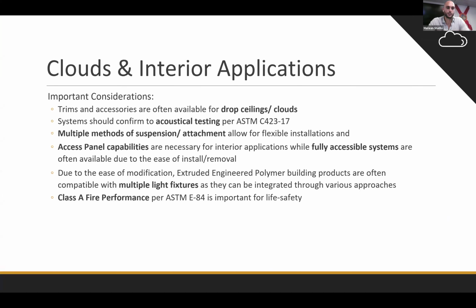A lot of engineered polymer systems, such as those with Rulon, are designed with the intent to be able to work well with the same types of suspension, hanger wire, struts, direct attach, things of that nature, that the rest of the industry is accustomed to. There are access panel capabilities. I'll touch here and do a demonstration on the fully accessible nature of our system specifically. And like I mentioned, you can accommodate many different light fixtures, again, Class A fire rated, things of that nature.